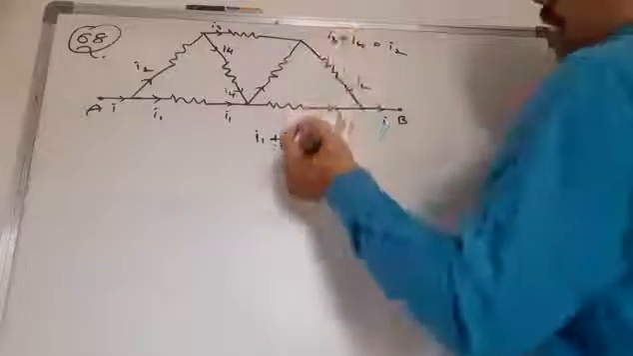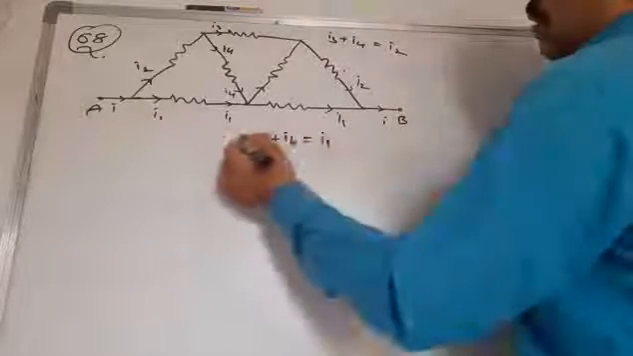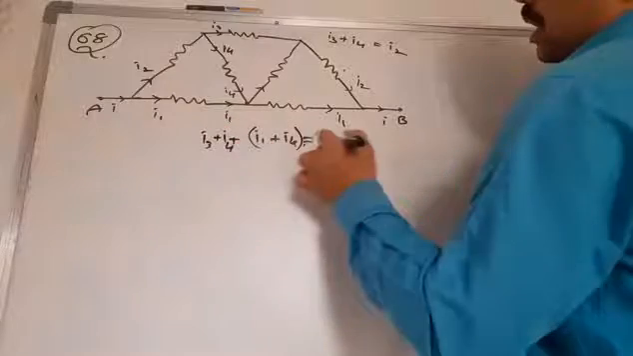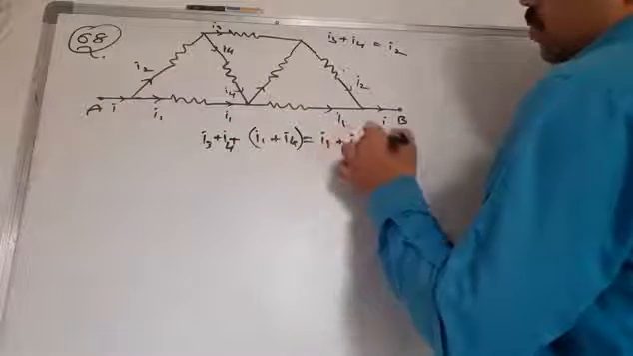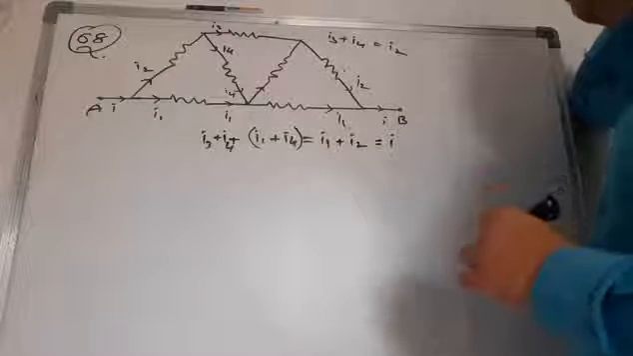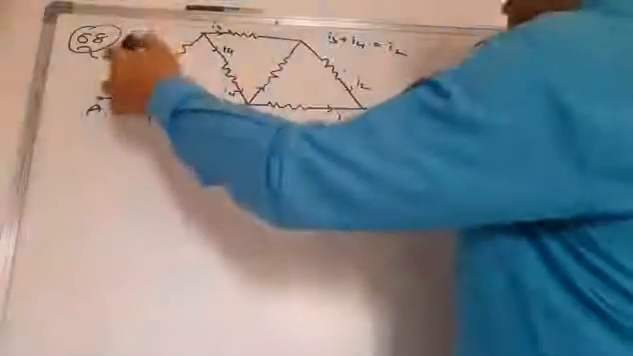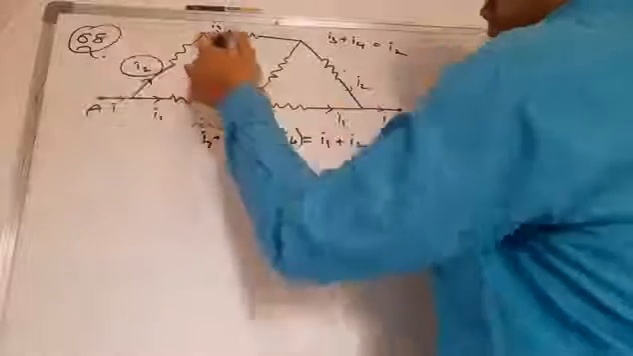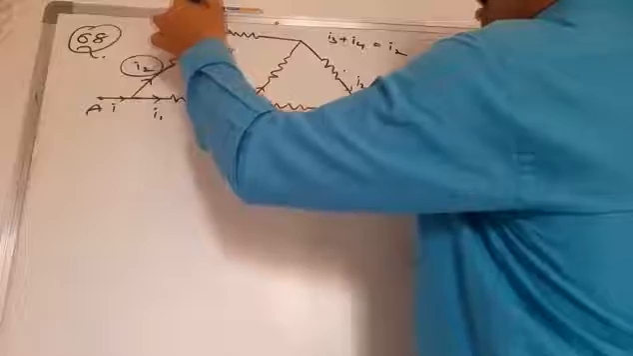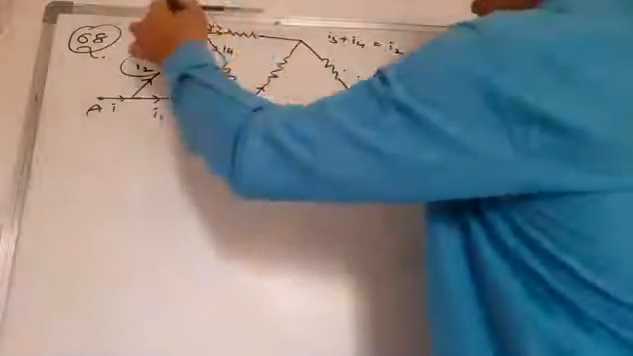Otherwise you can take the total currents here: I1 plus I3 plus I4 must be equal to I1 plus I2, which must be equal to I. Here, already we know I3 plus I4 is I2. I2 is only divided into I3 plus I4. So already we know this one.